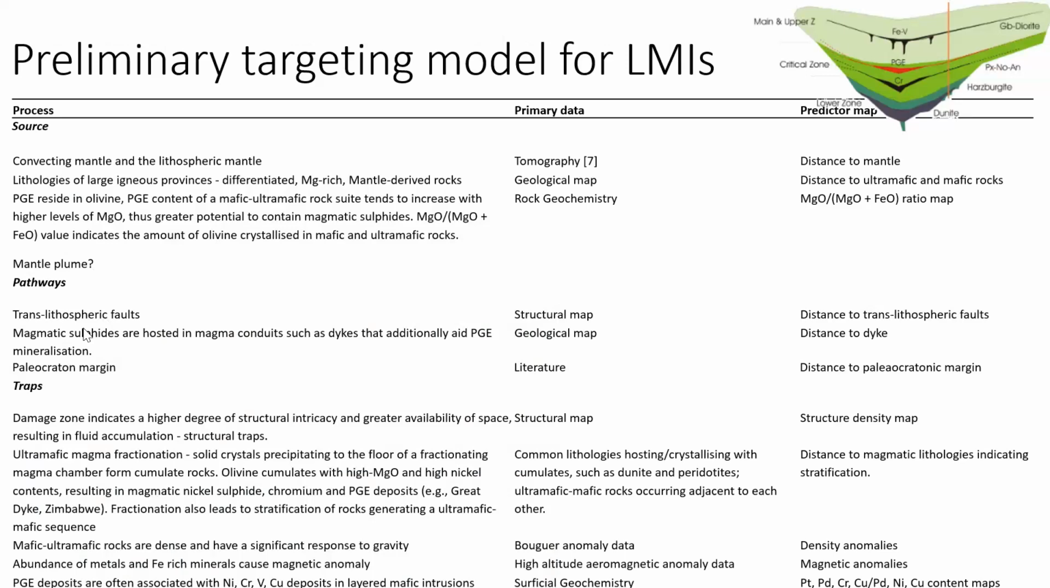Pathways: we need to have deep plumbing architecture to pull up the magma from the deep lithospheric levels and bring it up. So we would want translithospheric faults. For now, we've used structural maps, but in the future, we'll also be using geophysical data sets to identify structural discontinuities.